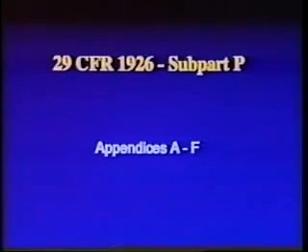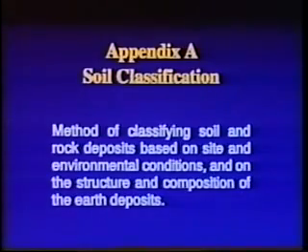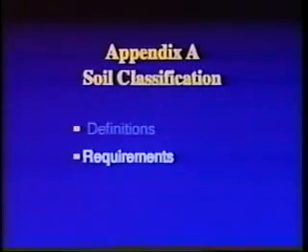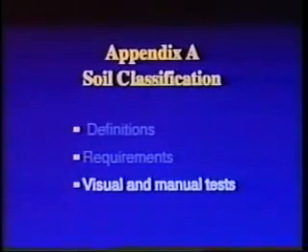Contractors who choose to use the appendices of OSHA's Excavation Standard in design and construction of a protective system must thereafter treat the provisions of the selected appendices as mandatory. Appendix A describes a method of classifying soil and rock deposits based on site and environmental conditions and on the structure and composition of the earth deposits. The appendix contains definitions, sets forth requirements, and describes acceptable visual and manual tests for use in classifying soils.